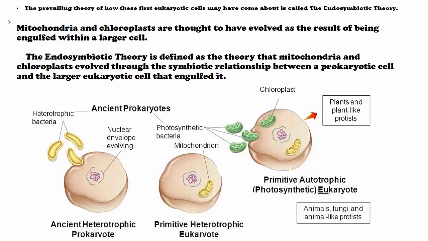Mitochondria and chloroplasts are thought to have evolved as the result of being engulfed within a larger cell. The endosymbiotic theory is defined as the theory that mitochondria and chloroplasts evolved through the symbiotic relationship between a prokaryotic cell and the larger eukaryotic cell that engulfed it.